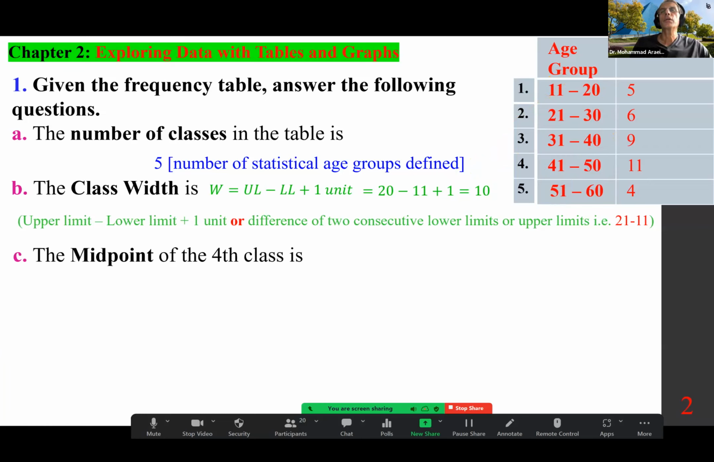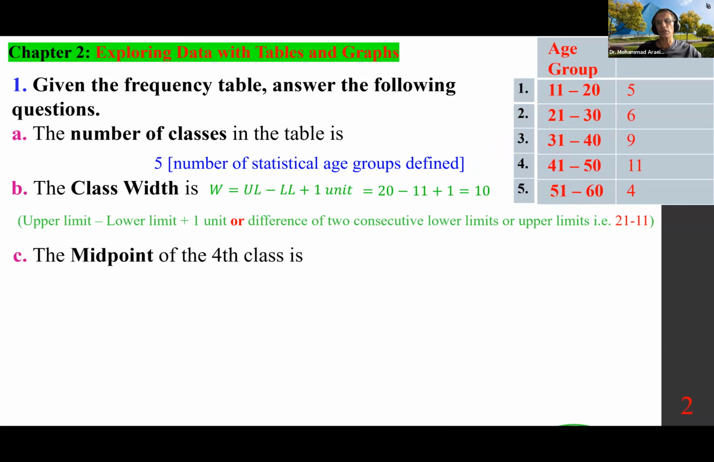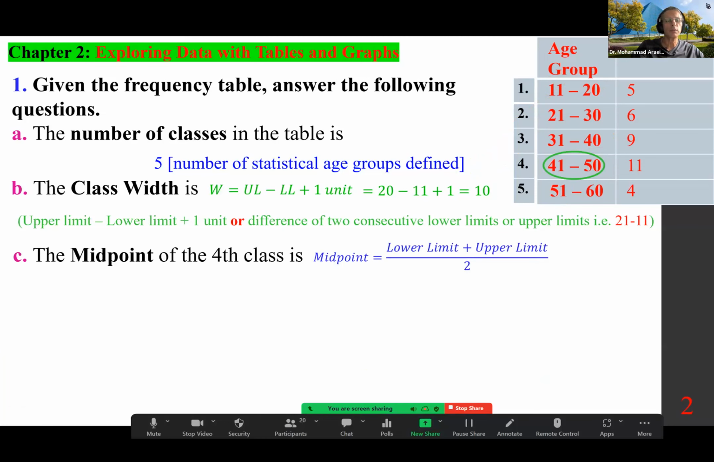The midpoint is defined as the sum of the lower limit and upper limit divided by 2. That's how it's defined. So lower limit plus upper limit. So 41 and 50 in this case, because we want the fourth class. 41 and 50 divided by 2 gives us 45.5. That's how you find the midpoint, the lower limit plus the upper limit divided by 2.